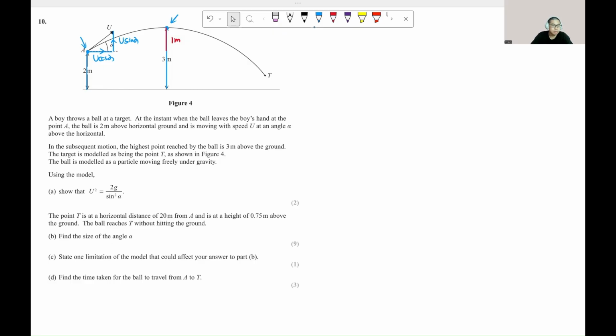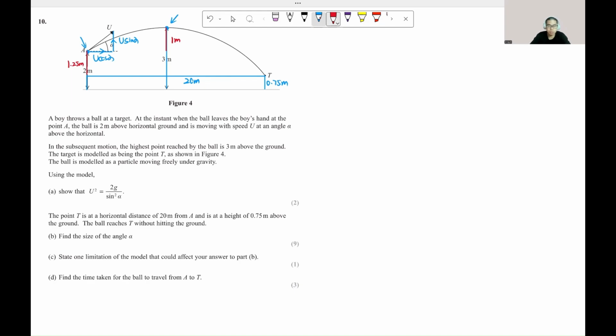Okay, part B. Point T is at a horizontal distance 20 meters from A. So if it's 20 meters from A, the horizontal distance is 20 meters. And then it's at a height of 0.75 meters above the ground. So that means this will be 0.75 meters. And originally A is 2 meters above the ground. So the vertical distance change will be 1.25 meters. And the ball reaches T without hitting the ground. Find the size of the angle alpha.